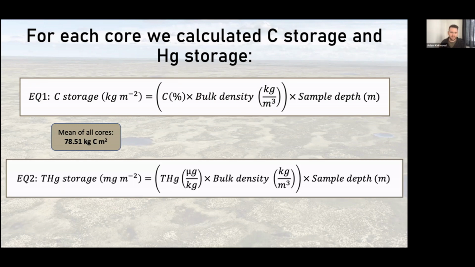Now we can do the exact same calculation again, but this time we just replace carbon with the mercury concentration. So multiplying the mean mercury concentration of the core by the bulk density of the core and the sample depth. So after doing this for all 50 cores and taking an average of all 50 cores, we find that the mean is about 9.23 milligrams of mercury per meter squared.